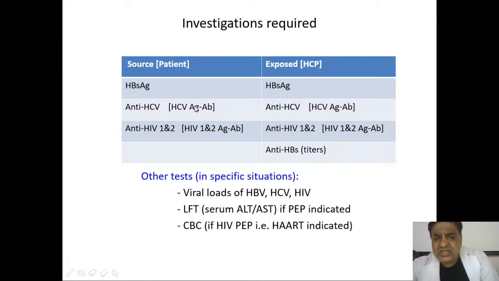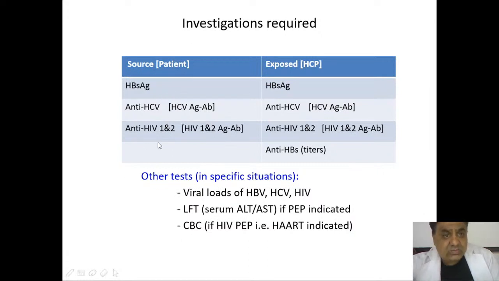Now, what do you do? What tests do you do on the patient? Because you want to know whether the patient is infected or not in the first place. If the patient has none of these viruses, you don't need to worry, right? So, hepatitis B surface antigen for hepatitis B, the serology, third or fourth generation, for hepatitis C, and HIV serology for HIV, third or fourth generation. So, you do the baseline workup.